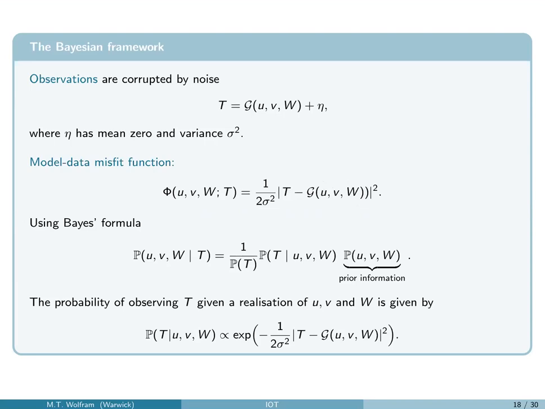So now in the Bayesian framework, you use Bayes formula, which tells us that the posterior distribution for u, v, and w, given an observation t, is equal to my likelihood and the prior information that I put on the variables that I want to identify. Since I assume Gaussian noise here, the probability of observing t, given some realizations of u, v, and w, is given by this exponential. Then I add my prior information about the variables u, v, and w.